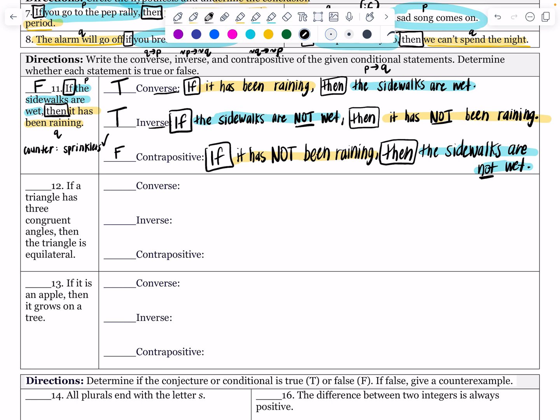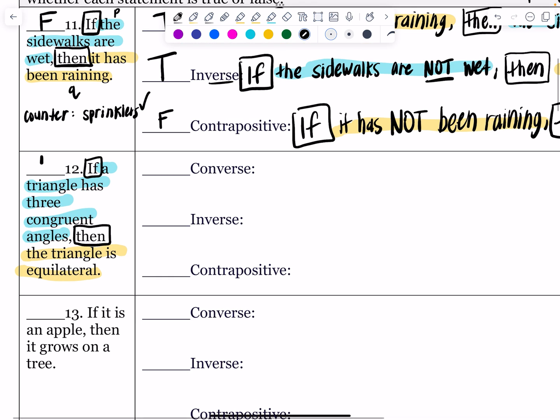All right, what is number 12? If a triangle has 3 congruent angles, then the triangle is equilateral. Here's my hypothesis: a triangle has 3 congruent angles. Here's my conclusion: the triangle is equilateral. This is something y'all probably talked about in middle school, and we know that an equilateral triangle has 3 congruent sides and 3 congruent angles. So this is true. If it has 3 congruent angles, I'll draw you a picture, then it is equilateral, meaning all of the sides are going to be the same as well. So all of the angles would be 60.